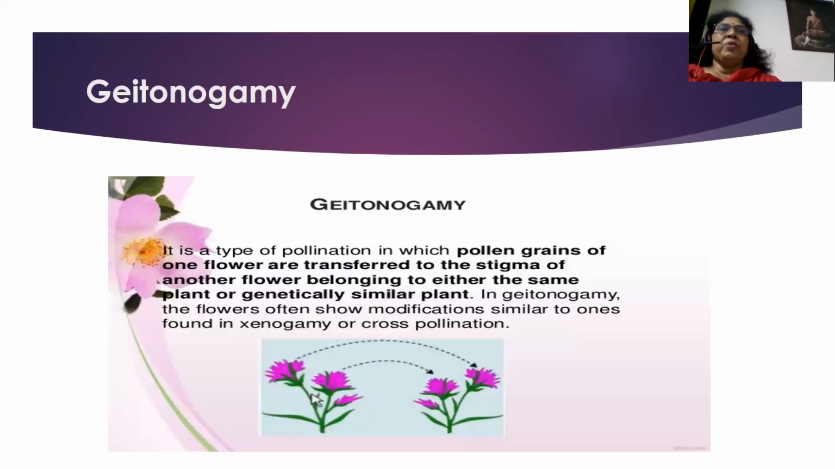Now let's talk about geitonogamy. What is geitonogamy? It is a type of pollination where the pollen grains are transferred from one flower to another flower of the same plant. The flowers should be present on the same plant. Geitonogamy is genetically autogamy. Why? Because it's on the same plant, so the genes are the same, but functionally it is xenogamy because it requires pollinating agents to transfer the pollen.